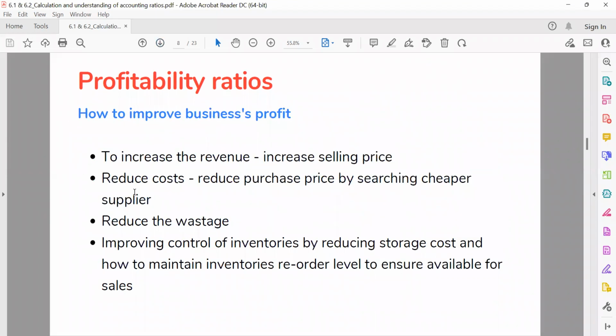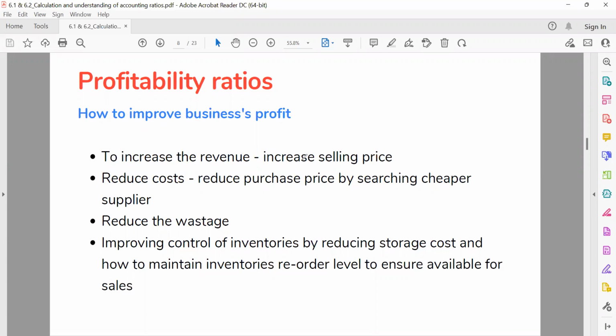All the questions that I'm showing just now, the two theory, basically it will appear in the theory question. They will give you the scenario of the calculation. After that, they give you the comment or give the reason why caused the situation. Next, how to improve the business profit.